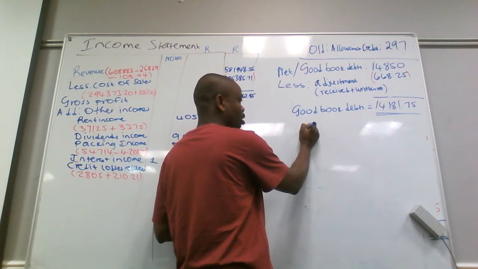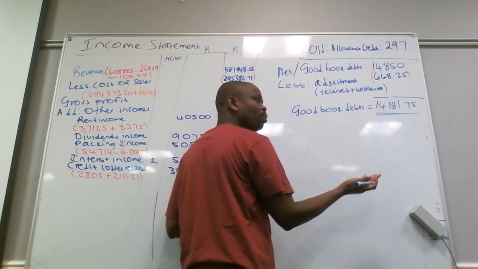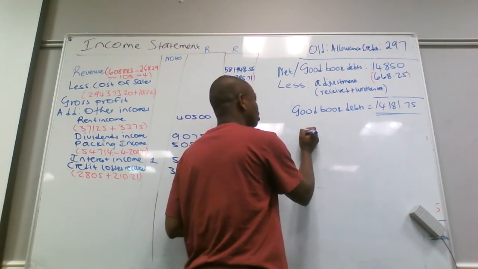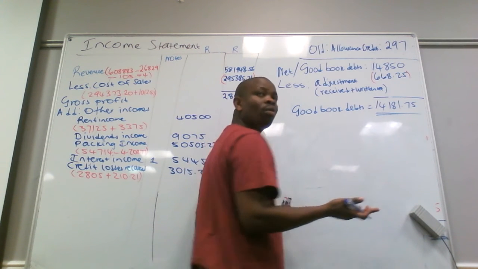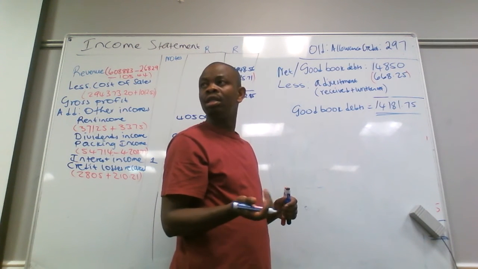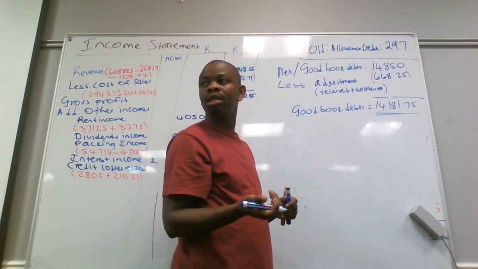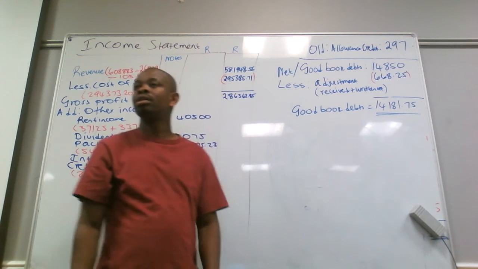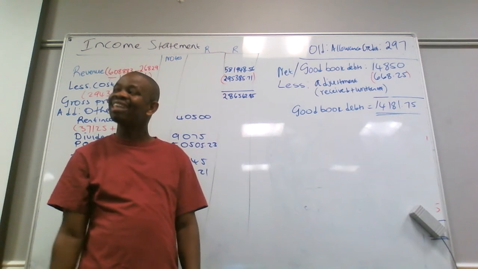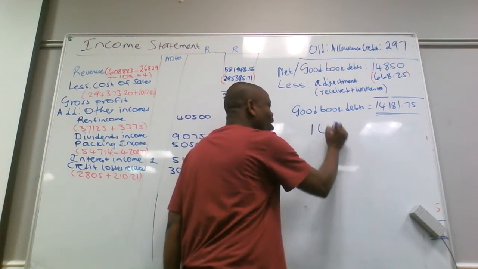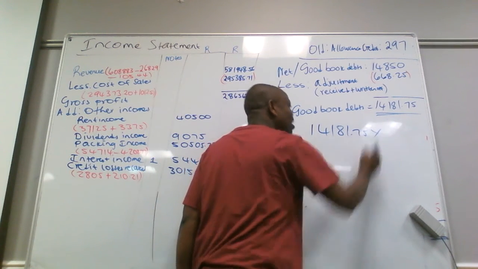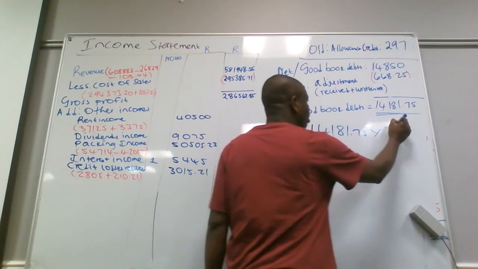I'll say I want to use my percentage now. What must I do? 1%. Of what? Of trade receivables. You forgot what we did under discount. Okay, I'll give you a hint. 14,181.75 times 1%.